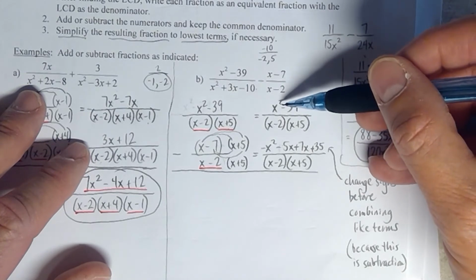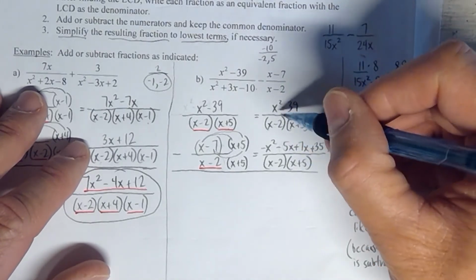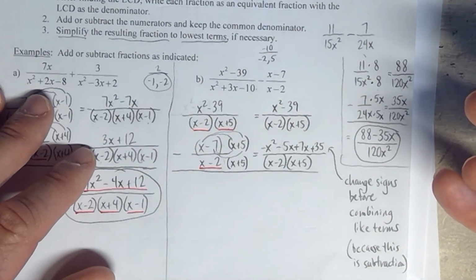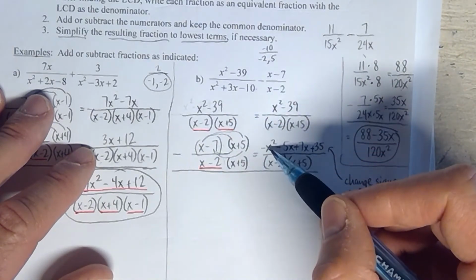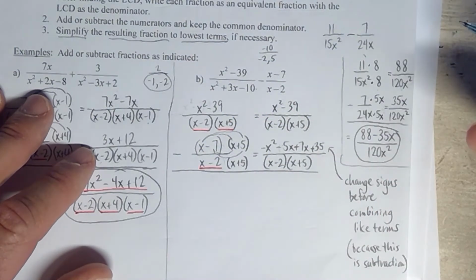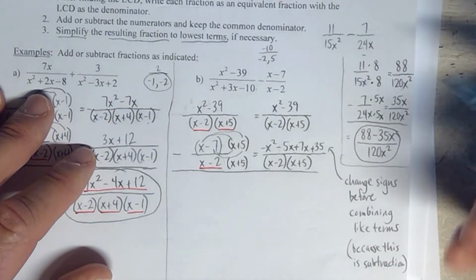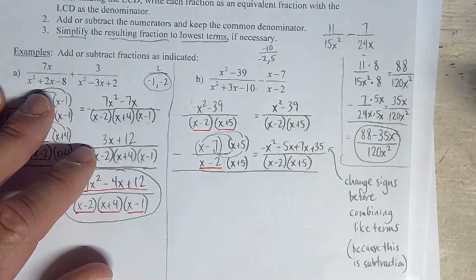And so when you combine like terms, all right, what do we get here? The x squared and the x squared. It's basically become an addition problem when you do that. Okay, so you're not doing x squared minus negative x squared. You're not doing that. It's basically an addition problem. In other words, you're just combining like terms now that you've changed the signs. So you change the signs, then combine like terms when it's a subtraction problem.